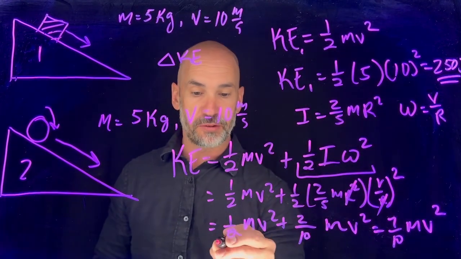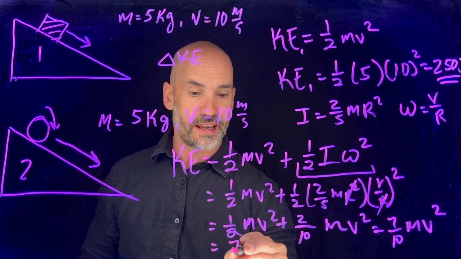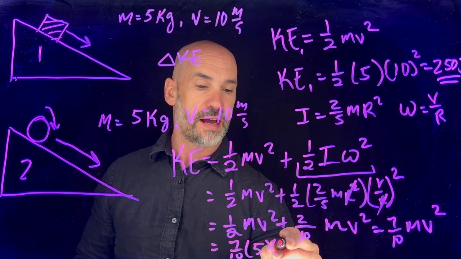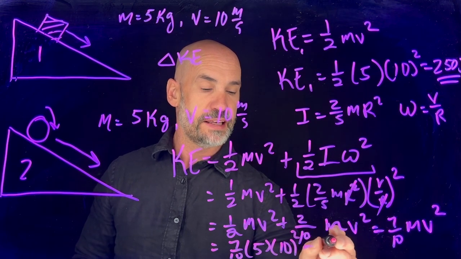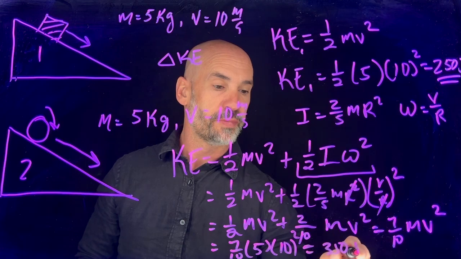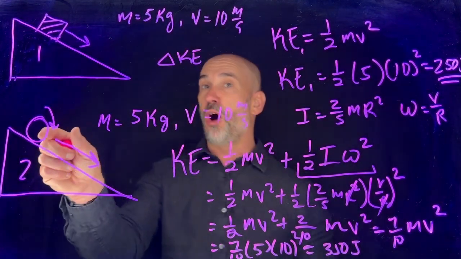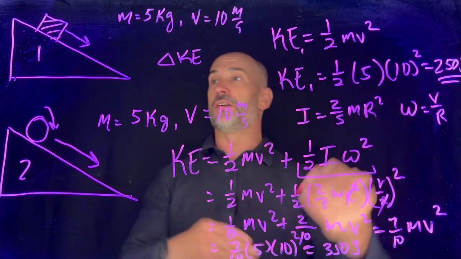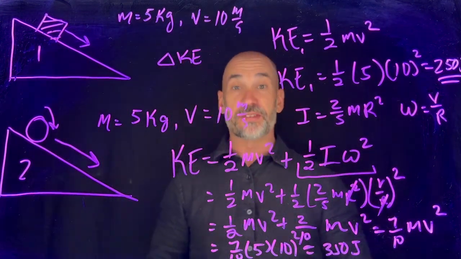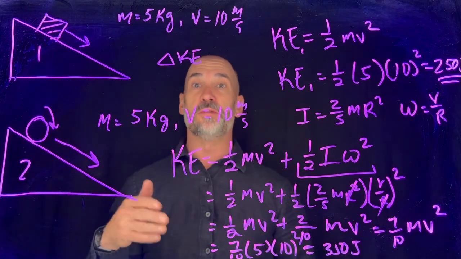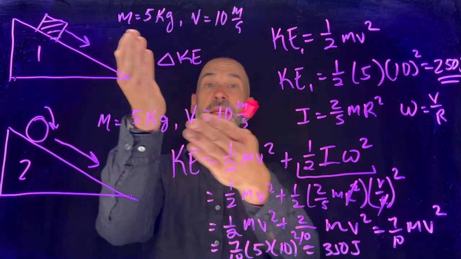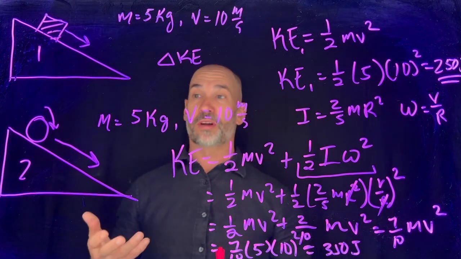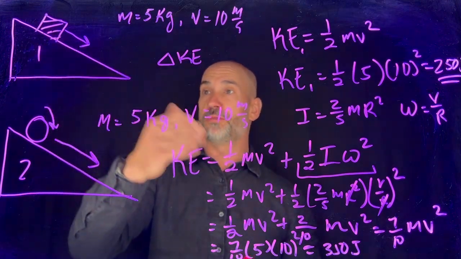And if I sub in these values here, I get 7/10 times mass of 5 times 10 squared equals 350 joules. So just the mere fact that this ball is rolling means that its kinetic energy is 100 joules greater than this block right over here. And so this is just an interesting and fun way to compare situations that seem like they're identical and prove that a rolling object has more kinetic energy than a straight up sliding object.